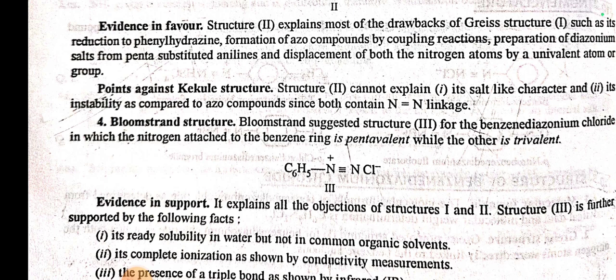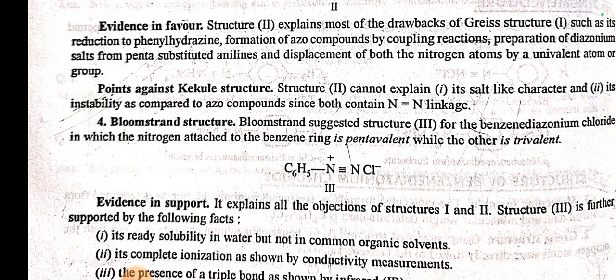Number 4. Blomstrand structure. Blomstrand suggested structure 3 for benzene diazonium chloride, in which the nitrogen attached to the benzene ring is pentavalent while the other is trivalent. Evidence in support. It explains all the objections of structures 1 and 2. Structure 3 is further supported by the following facts.